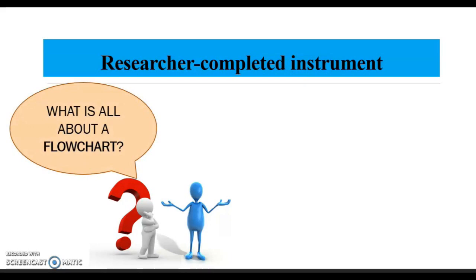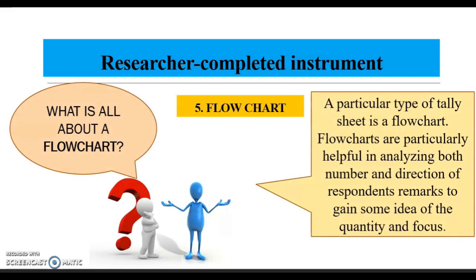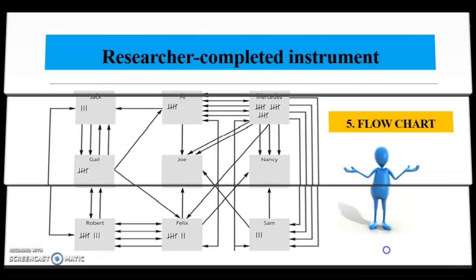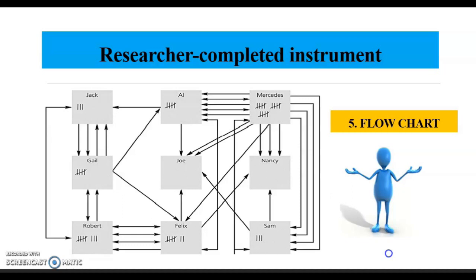What is all about the flowchart? A particular type of tally sheet is a flowchart. Flowcharts are particularly helpful in analyzing both number and direction of respondents' remarks to gain some idea of the quantity and focus. This is an example of a flowchart. A teacher may record the number of times his or her students interact with each other and whom they are interacting with.